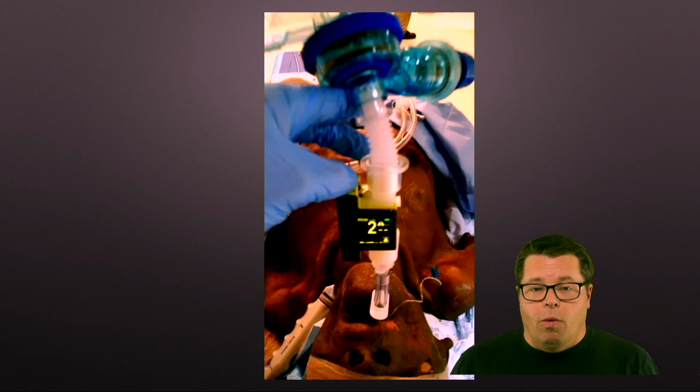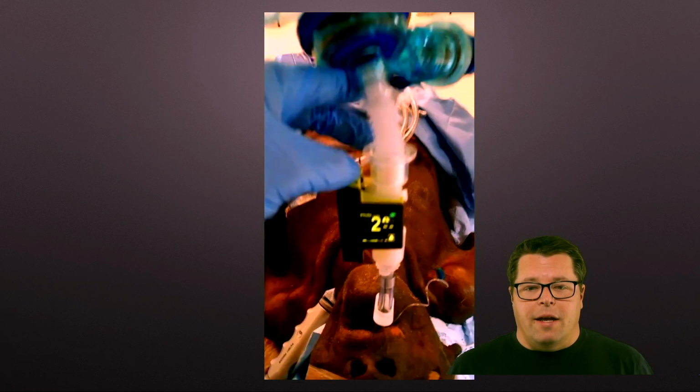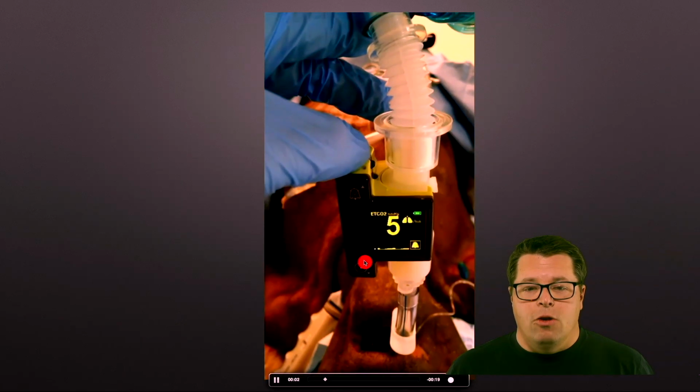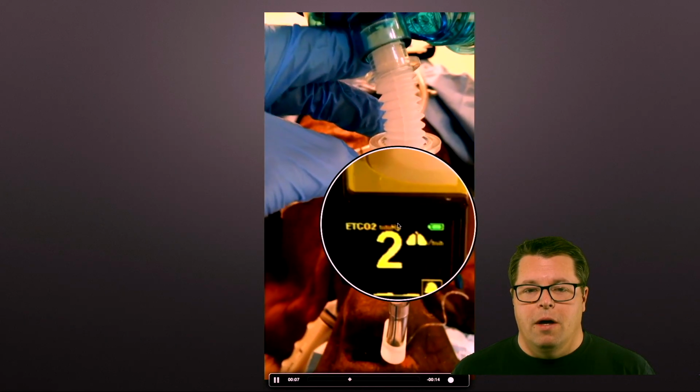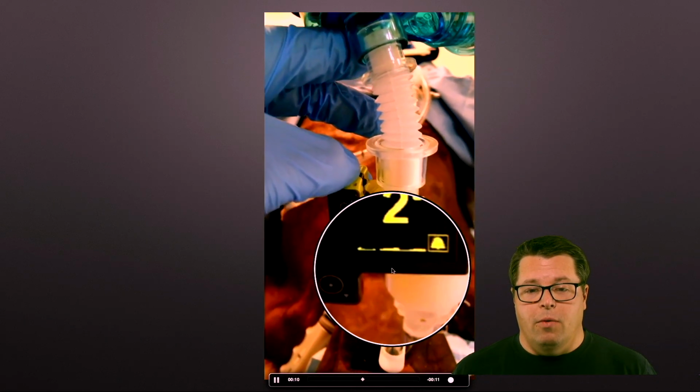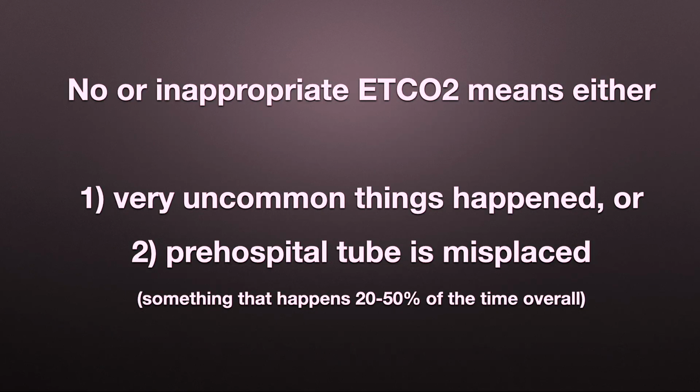And again, one more time with feeling, if you intubate a cadaver and then start ventilating it, you can see right down here, you will get a little tiny waveform. The number may not be a lot, but you'll get a waveform. No end tidal CO2 waveform or an inappropriate end tidal CO2 waveform means one of two things. One, something very uncommon has happened, like a hugely massive PE, not just a massive PE but a huge one, or the pre-hospital tube is in the wrong spot, which is honestly not uncommon, and happens somewhere between 1 out of 5 and 1 out of 2 times.